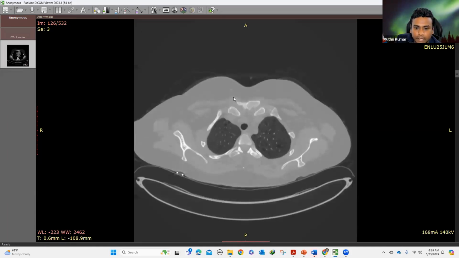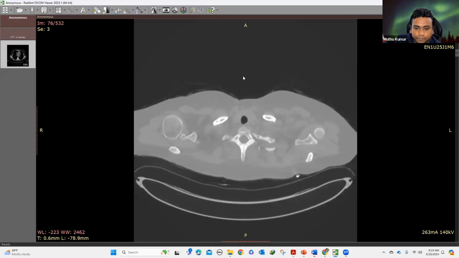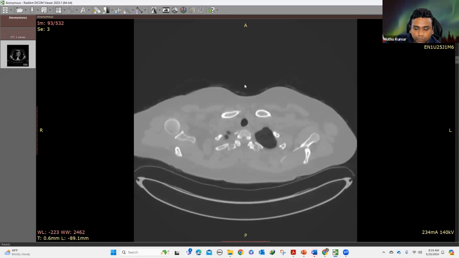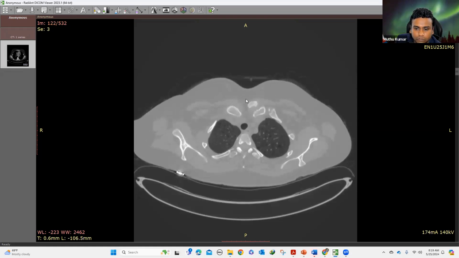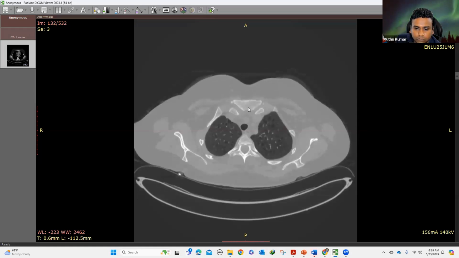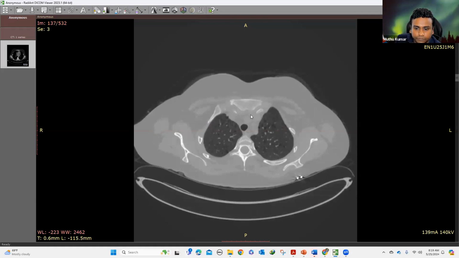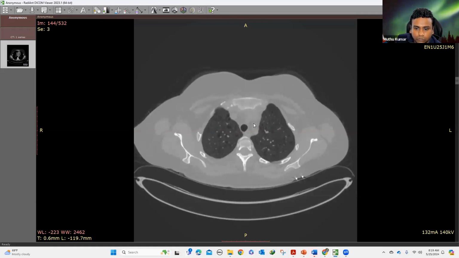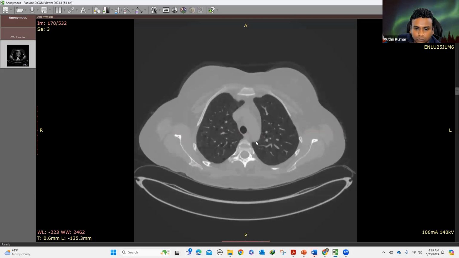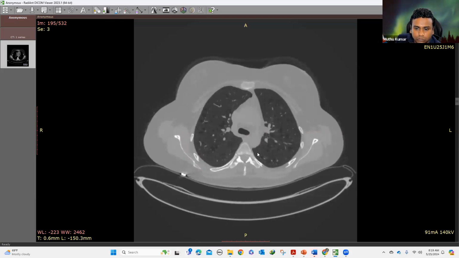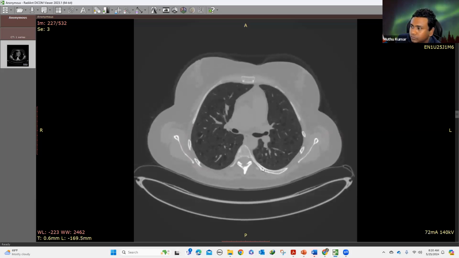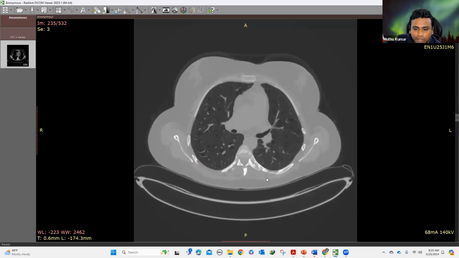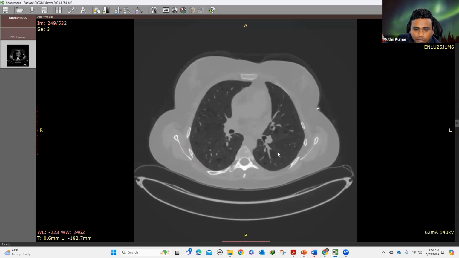So it's a very interesting case. Good. Someone has already started typing the diagnosis.